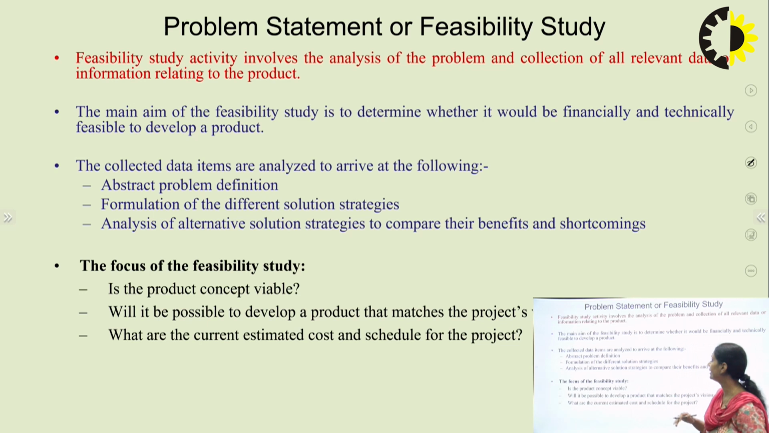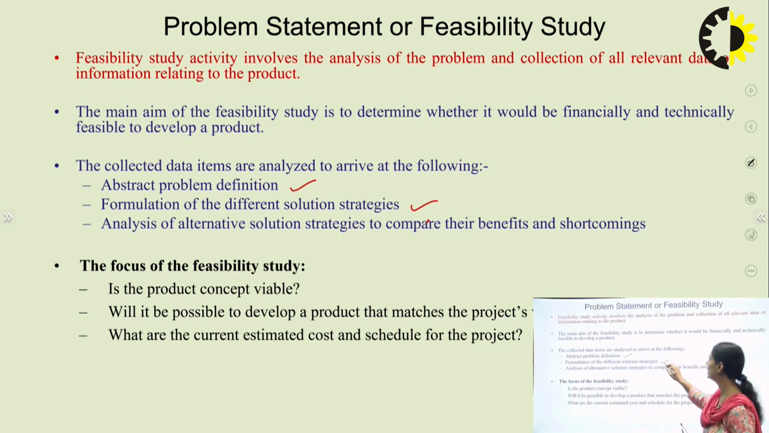So the collected data items are analyzed to arrive at the following. The first one is the abstract problem definition. What is the problem definition? What is the actual problem that is being solved? Then formulation of different solution strategies, because it is not necessary that everyone will come up with a single solution. Each and every problem has different solutions from different persons. So what are the different solutions that can come up for a particular problem?